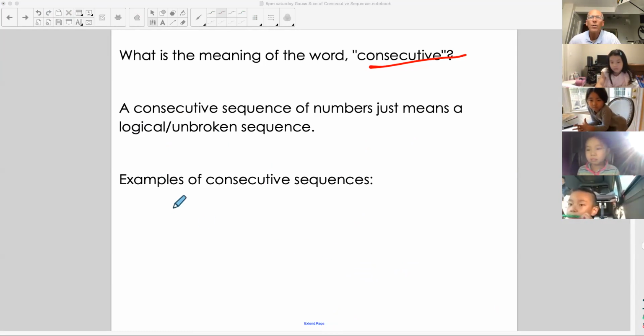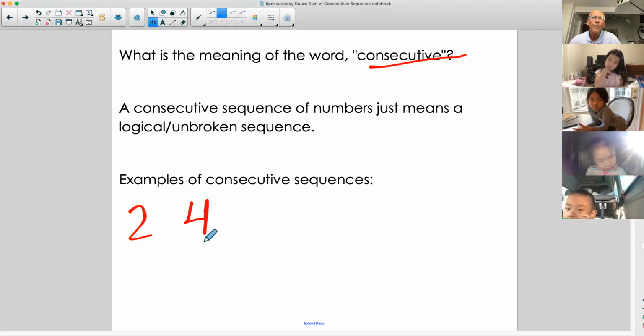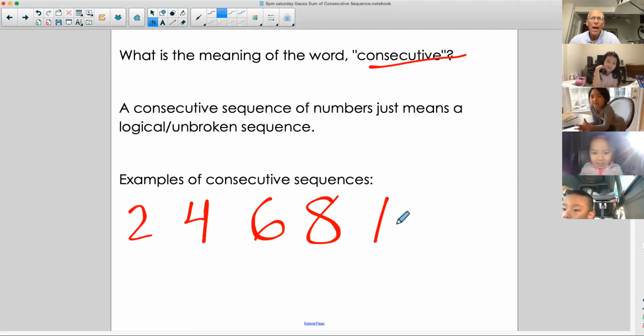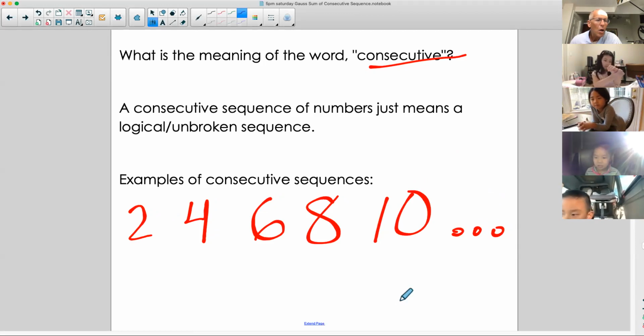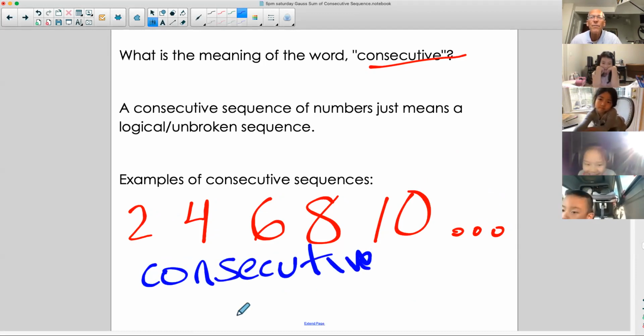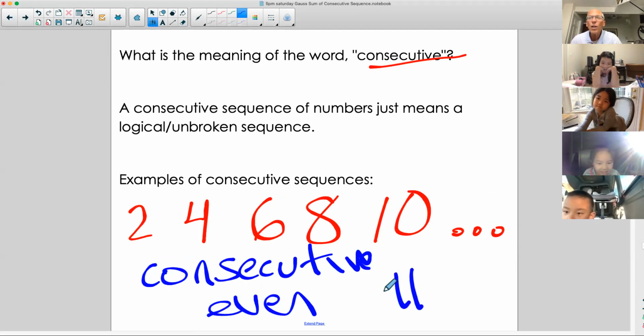Uh-oh. All right, you guys ready? I'm going to give you an example now. Ready? 2, 4, 6, 8, 10. And what is this list of numbers called? What kind of consecutive numbers are these? Even numbers. Say again, Stella. Consecutive even numbers. Yes, they are consecutive even numbers.